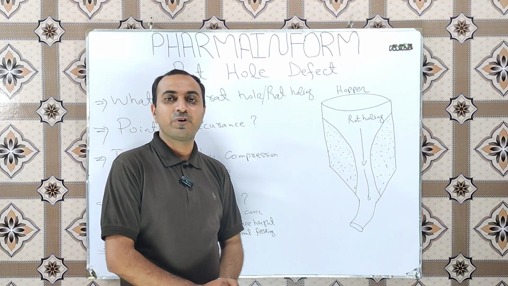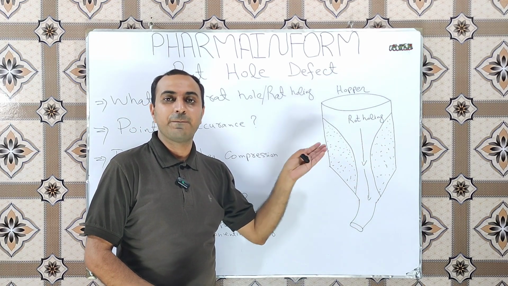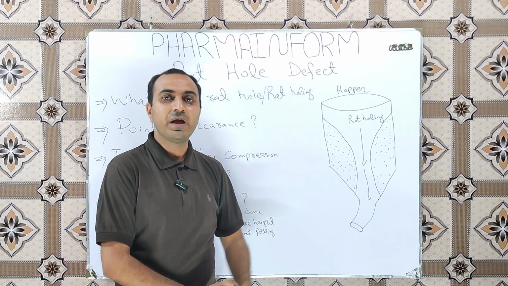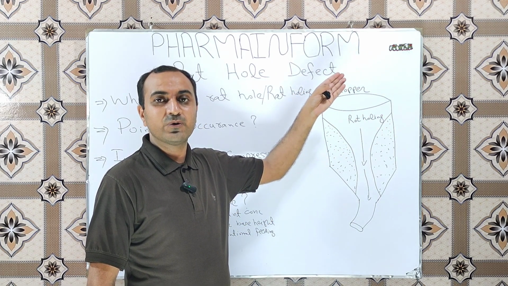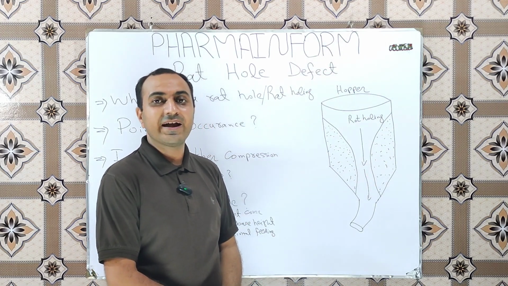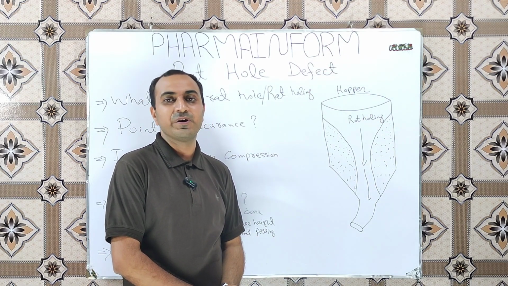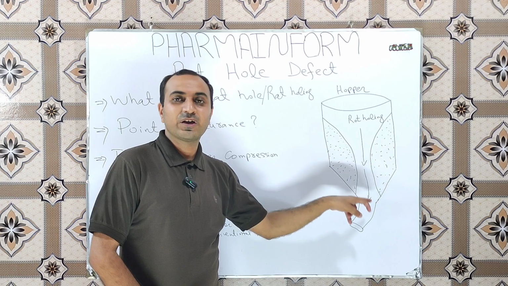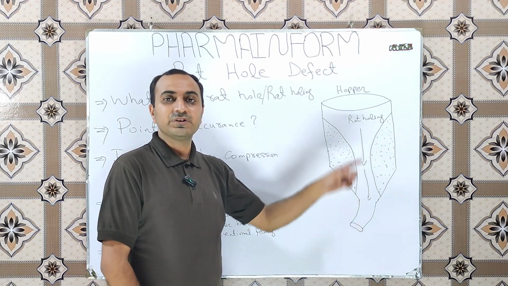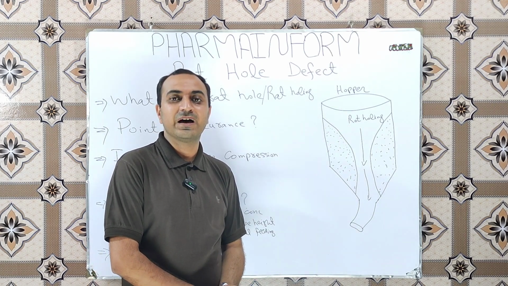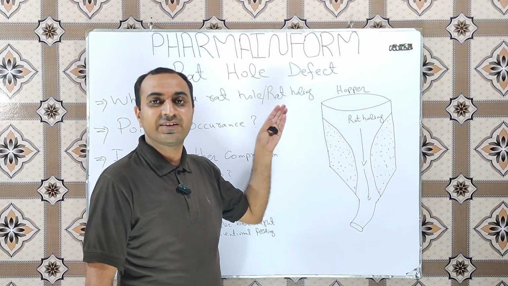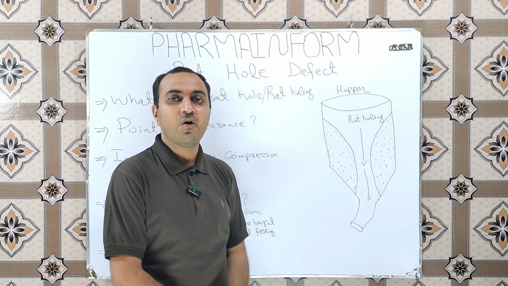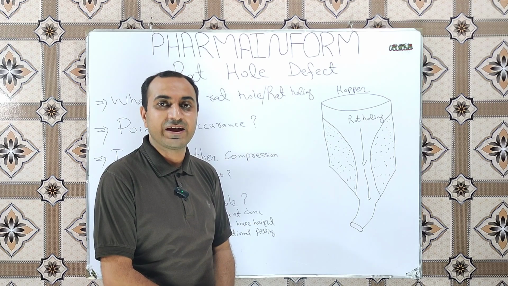As a result, powders from the side of the hopper are not able to move, but from the middle of the hopper, powders or granules can easily flow, and this results in the formation of a hole. As you can see in the diagram, this hole resembles the hole of a rat, and that is why it is known as a rat hole defect or rat holing defect.